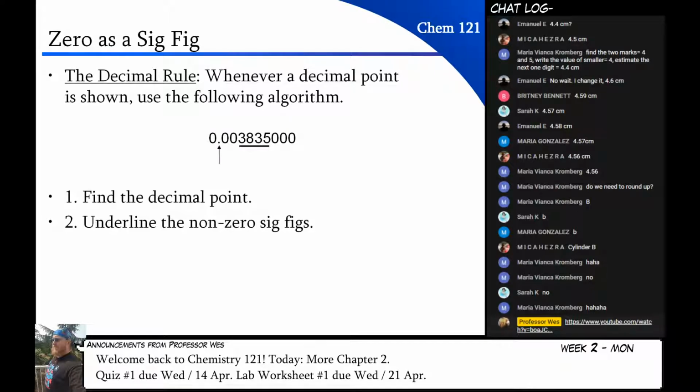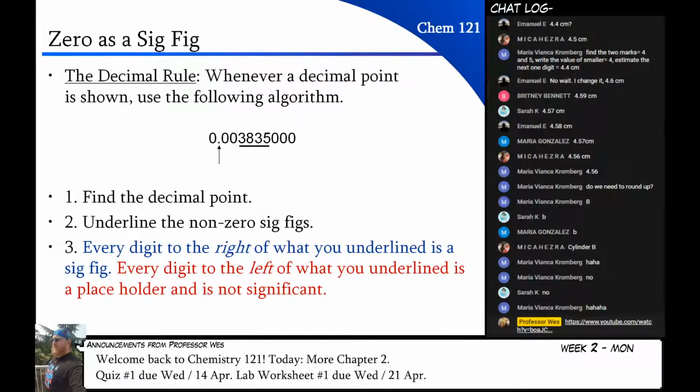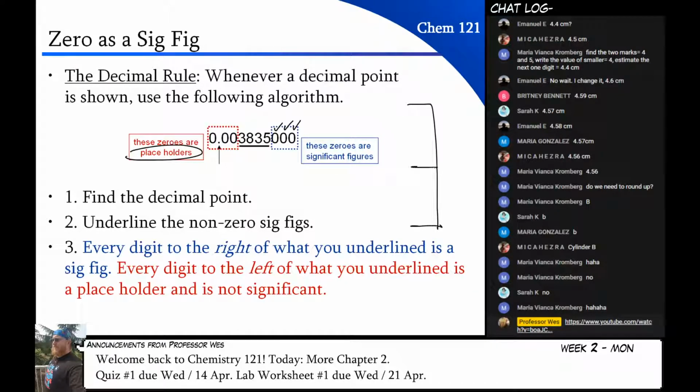Finally, step 3 is whenever you see the decimal point, anything that is to the right of your underlined digits is a sig fig. Anything that's to the left is not a sig fig. So on the left, we have the placeholders. But on the right, we have sig figs, and they do count. Why would these count? Well, this is a situation for when you're measuring something where you land exactly on a line. For example, if this was my graduated cylinder and it landed right here, and I had lines that were going like this.